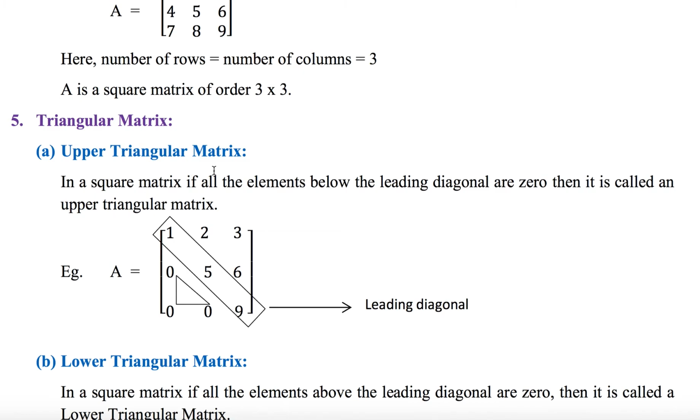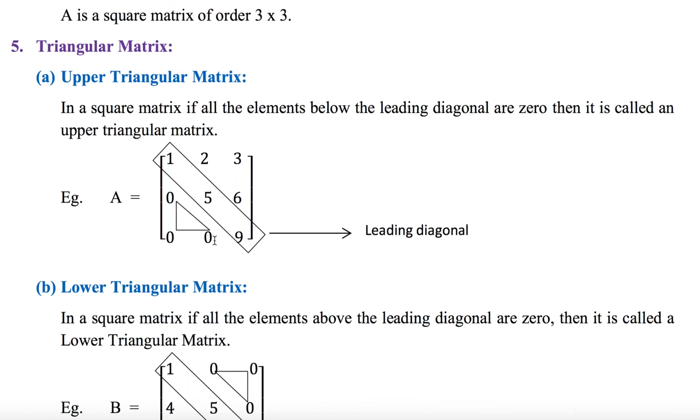Triangular matrix, upper triangular matrix. In a square matrix, consider the leading diagonal: the first row, first column entry, second row, second column entry, third row, third column entry. These are the diagonal elements. This is called the leading diagonal. If all the elements under the leading diagonal are 0, then it is called an upper triangular matrix. The only non-zero entries are in the upper triangular part. Lower triangular entries are 0, that's why it is called an upper triangular matrix.